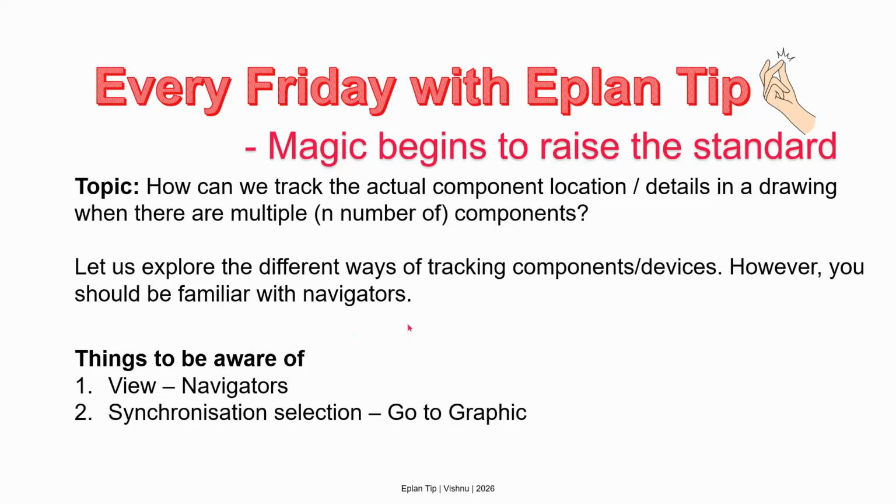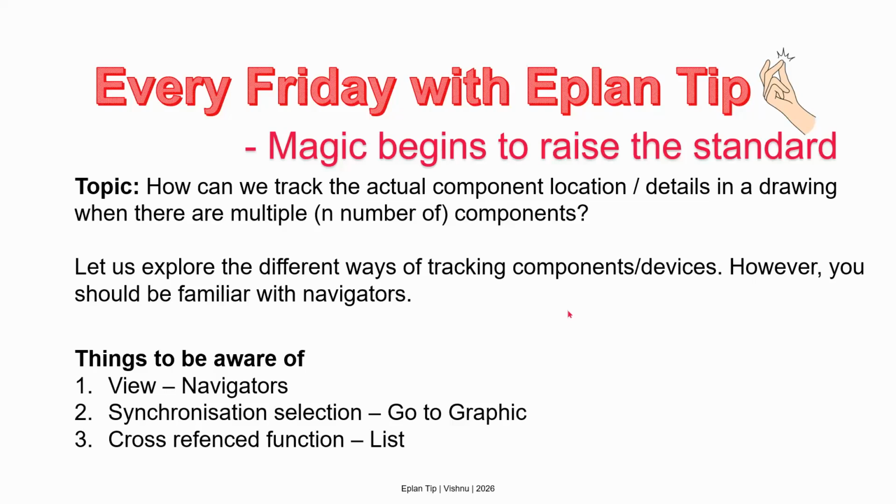Second, you should also be familiar with synchronized selection and go-to graphic. Say you are somewhere in the drawing, and if you open a navigator, you will have 100 components. So how do I navigate to exactly the same component? For that, you should know this terminology. Or if I am in the navigator, I want to jump into the drawing to that particular page. These terminologies are very important to know if you want to do that.